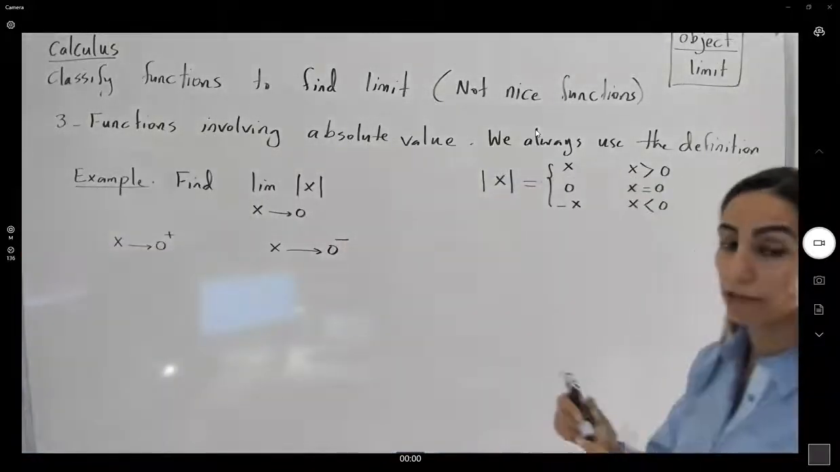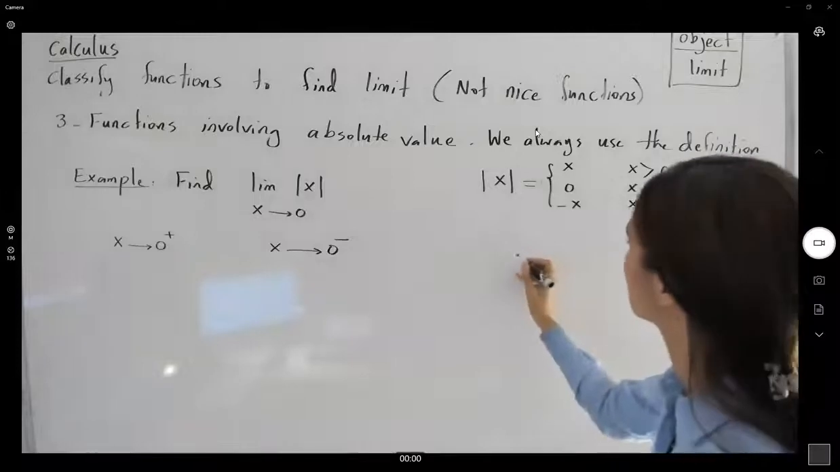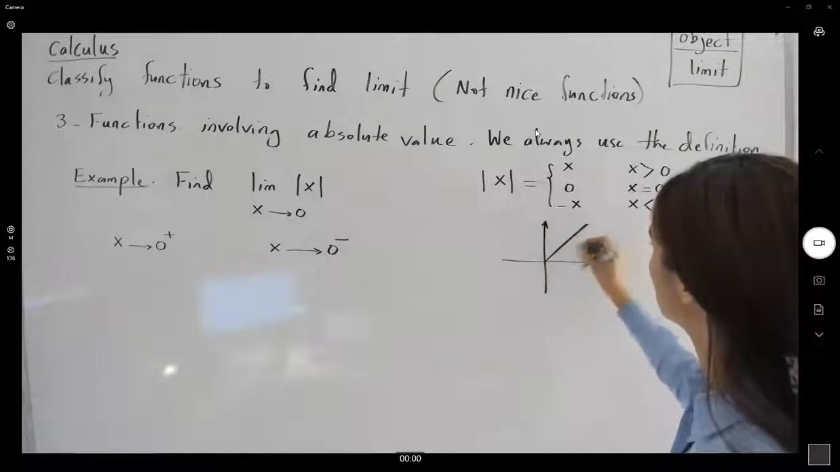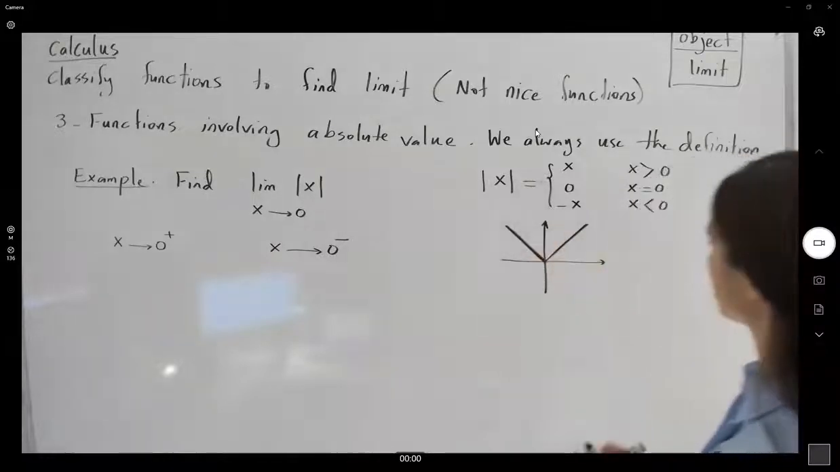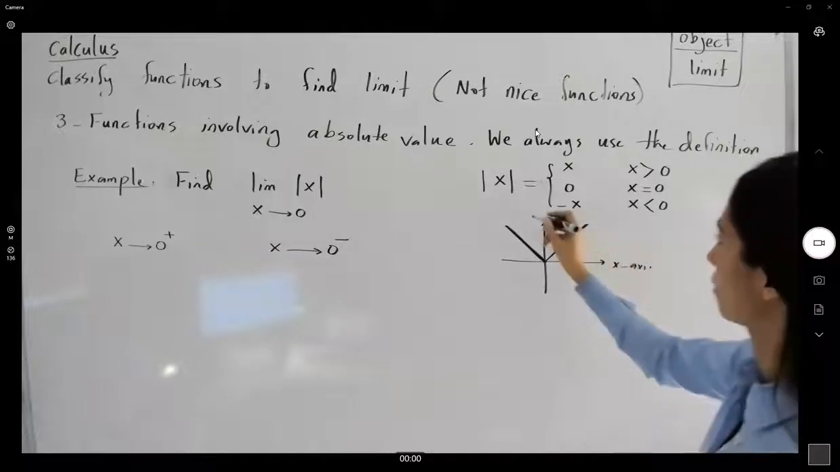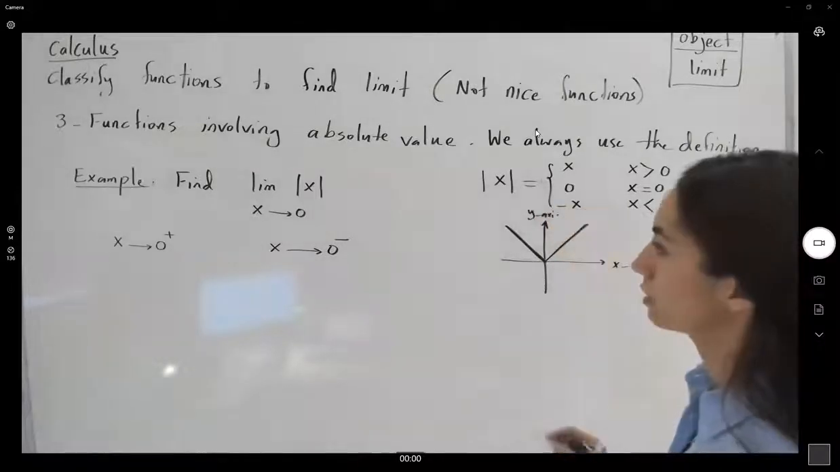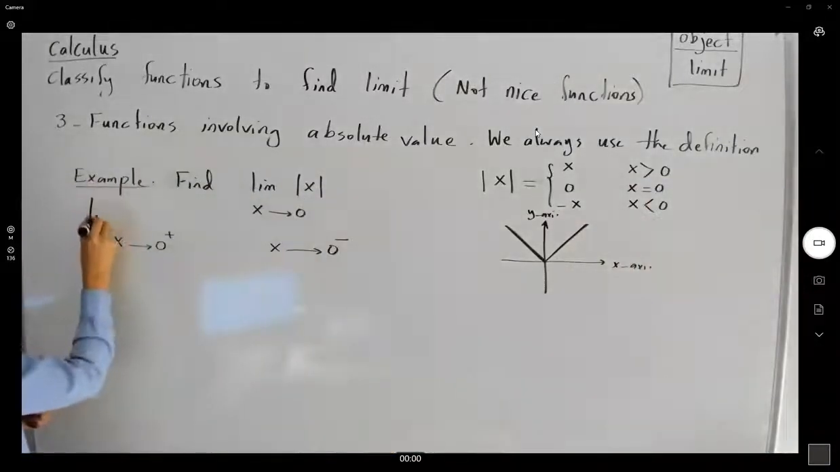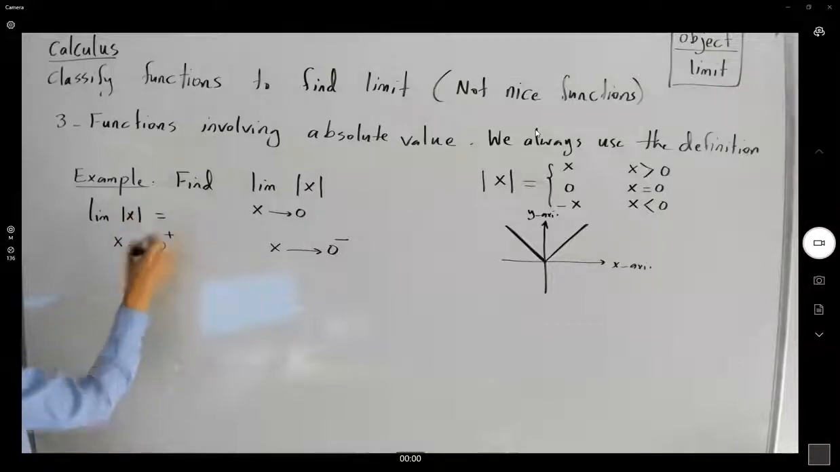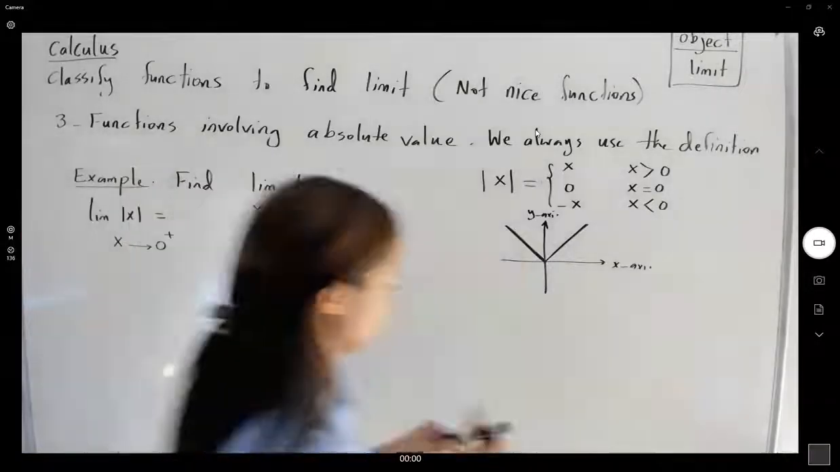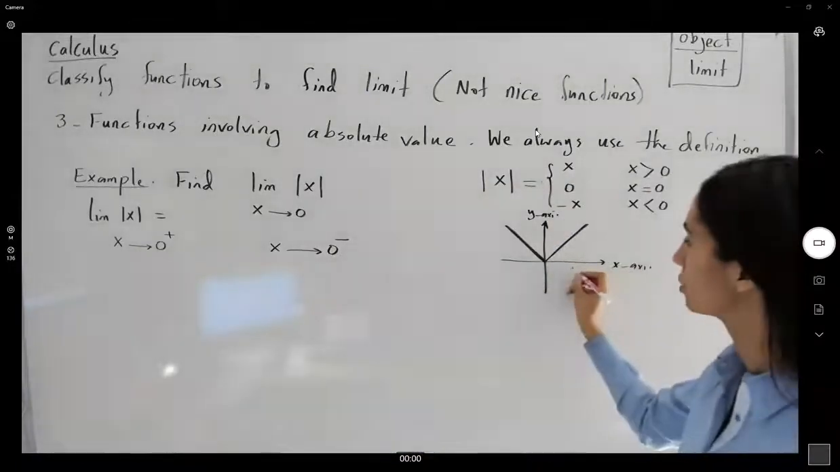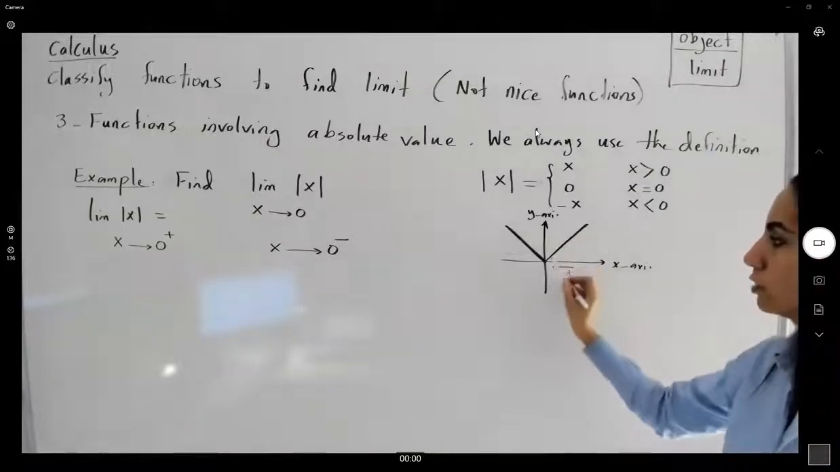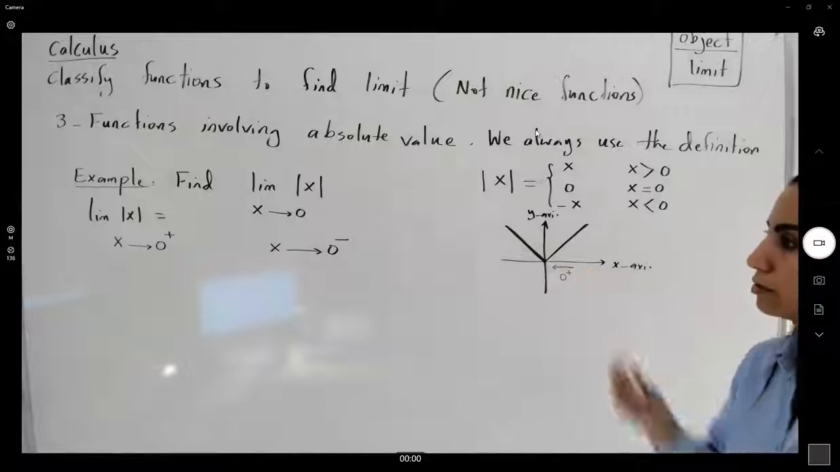Okay, remember the graph of absolute value, V shape. This is your absolute value function. X-axis, Y-axis. So let's take a look at this. The limit of absolute value of x as x approaches to 0 from right-hand side, we are going to 0 from right. What is the y value? The y value is getting closer and closer to 0.